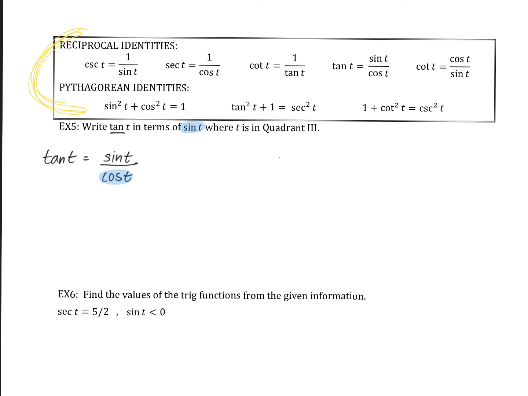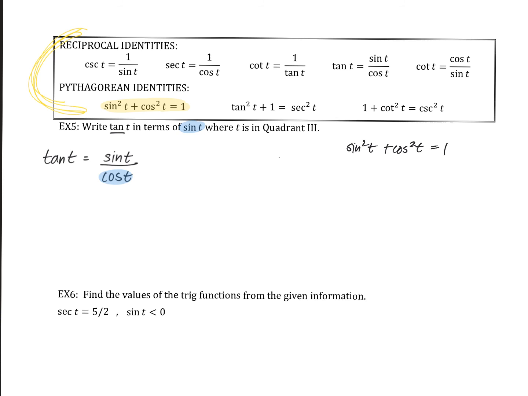Let's see, do we use any of these that have a sine and a cosine in it? Which one of these identities have sine and cosine? This one has sine and cosine, but it also has cotangent, so I don't want to use that. Let's see, sine and cosine, sine and cosine. Ah, the one that just has sine and cosine is this one right here. So we're going to go ahead and use that identity. Let's do some side work. So sine squared of t plus cosine squared of t equals 1.